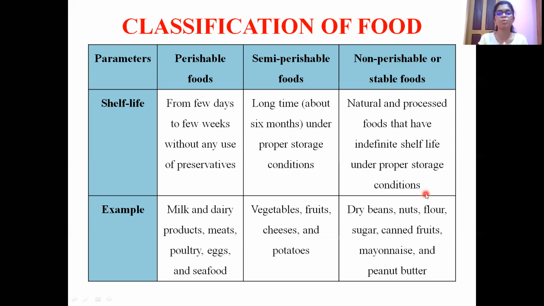Proper storage conditions generally means either airtight condition, vacuum packaging, or modified atmospheric packaging, depending upon the type of the product stored. The examples are dry beans, nuts, flour, sugar, canned fruits, mayonnaise and peanut butter. Also the cereals and pulses come under this category.